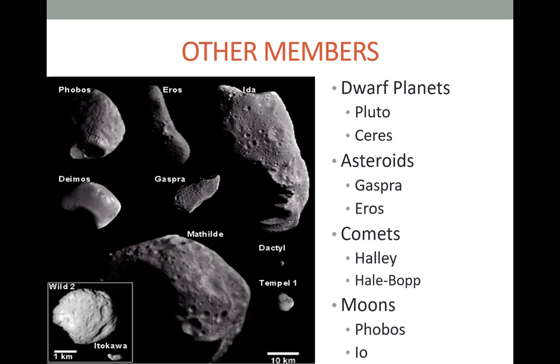But it turns out that Wild 2 here on the bottom left is in fact a comet as well. You'll notice that it's very, very bright in comparison to the other objects in the pictures that are much darker in comparison. That's one of the giveaways that it's probably a comet and not an asteroid.